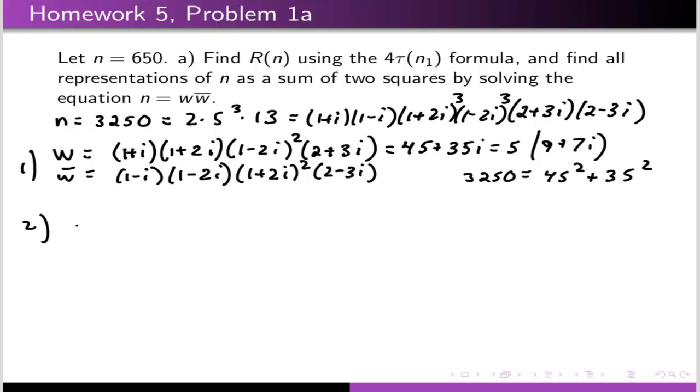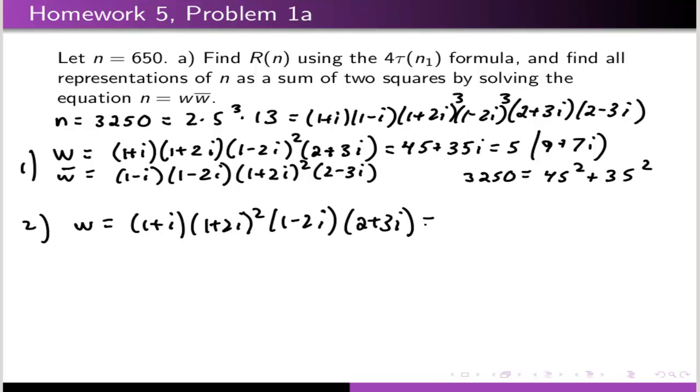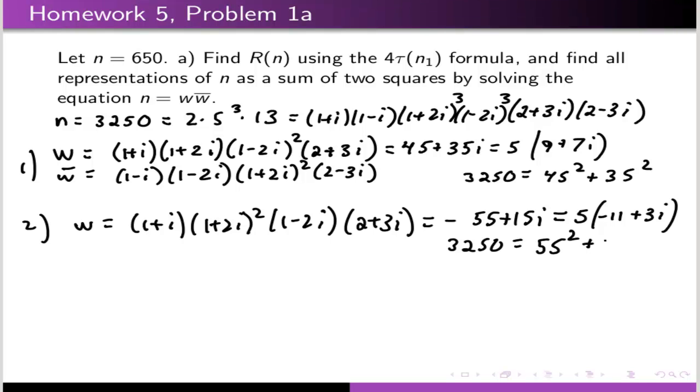A second way, 1 plus I, we could go 1 plus 2I squared, 1 minus 2I, 2 plus 3I, and I multiply that out and see, what did I get? Negative 55 plus 15I, another imprimitive representation. Something like that. So here we got 3250 is 55 squared plus 15 squared. And then we get into the primitive ways of doing it.